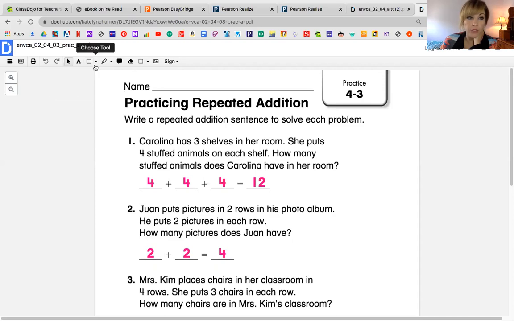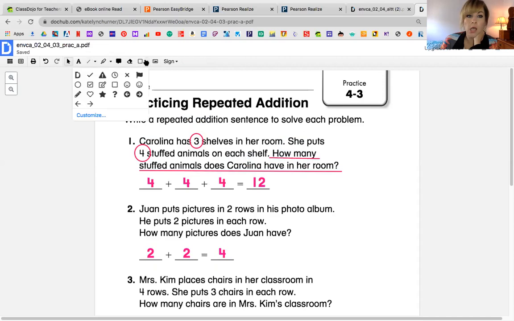So what I would do if I were you is I always like to circle the numbers that I'm working with. You guys know this. We're working with 3 and the number 4. And then the question that's being asked is, how many stuffed animals does Carolina have in her room? Now, the way that you're going to do this is you need to create an array to show your addition sentence. So I know I have the answer here, but this is what I want to show you guys.